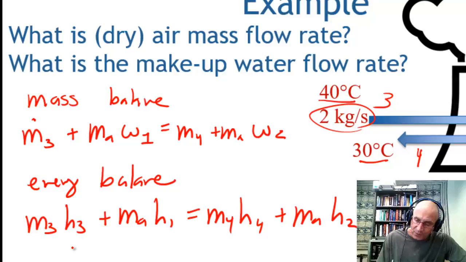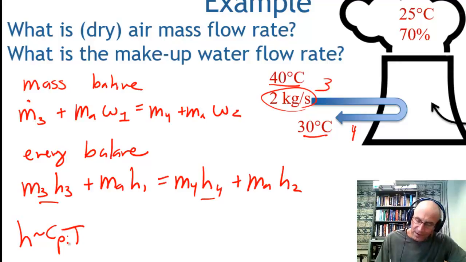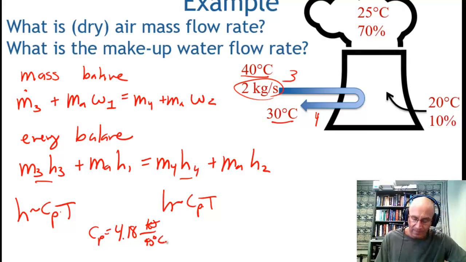For H3 and H4, I'm going to approximate H as Cp times temperature, because I'm given the temperatures, 40 degrees and 30 degrees. So I will do that for both of those and say H is essentially Cp times T. I just need to know the heat capacity. I'm in SI units here, and so the heat capacity of liquid water is about 4.18 kilojoules per kilogram degrees Celsius.